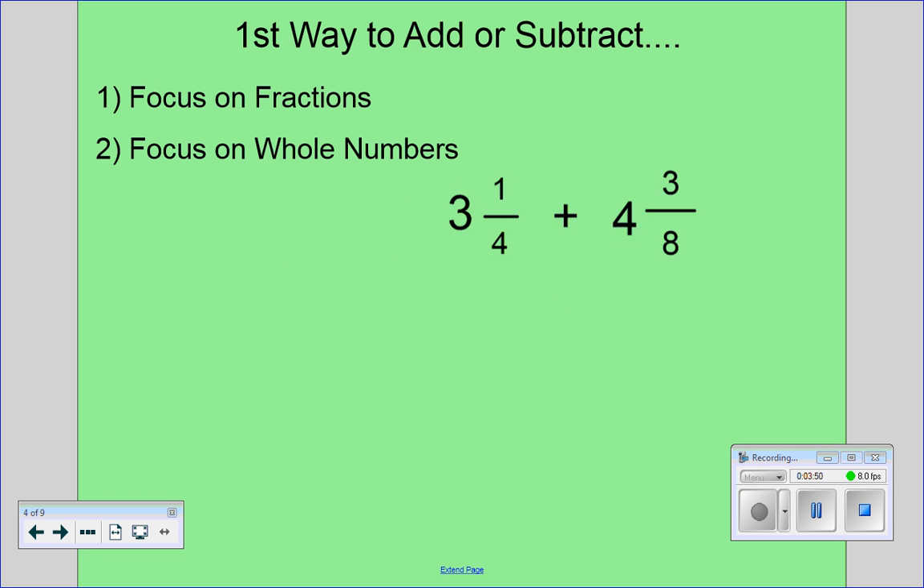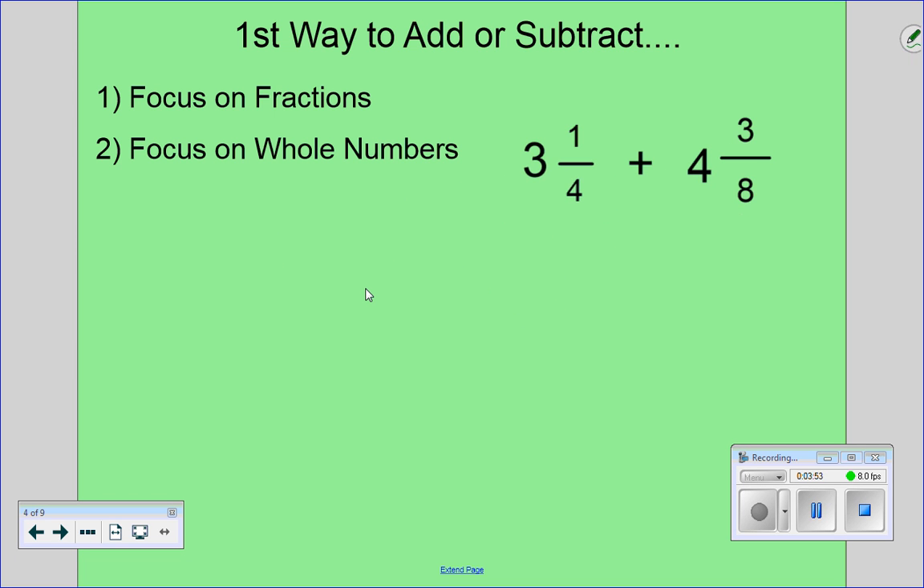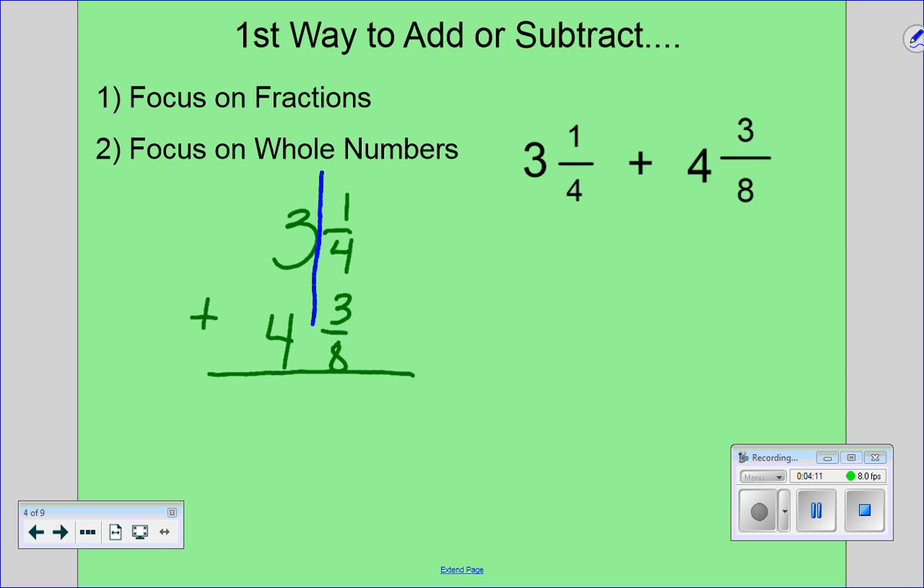Here's the problem I'm going to do. What I would do is I would write them up and down, just like this. Now, this is probably new. You've probably been taught to do improper fractions your whole life, and that's fine. That's the second way we're going to talk about, but I'm going to show you this way. I'll take a line and put it like this, because I'm going to worry about adding my fractions on the one side and adding my whole numbers on the other side. So right now I'm just going to worry about adding 1/4 plus 3/8.